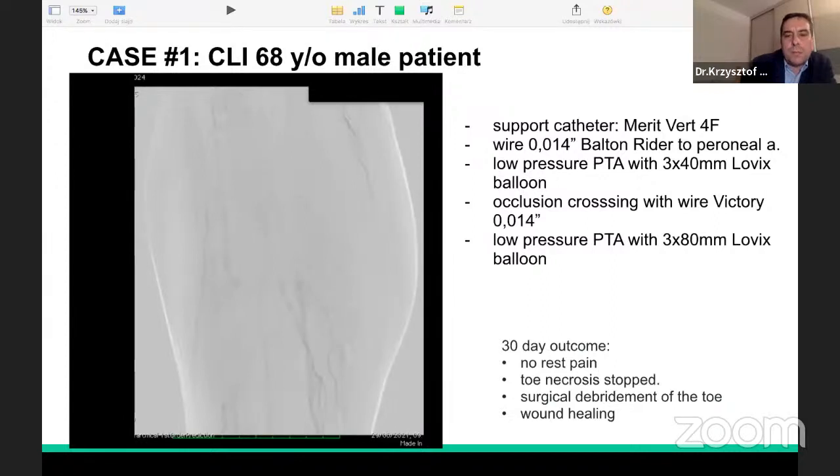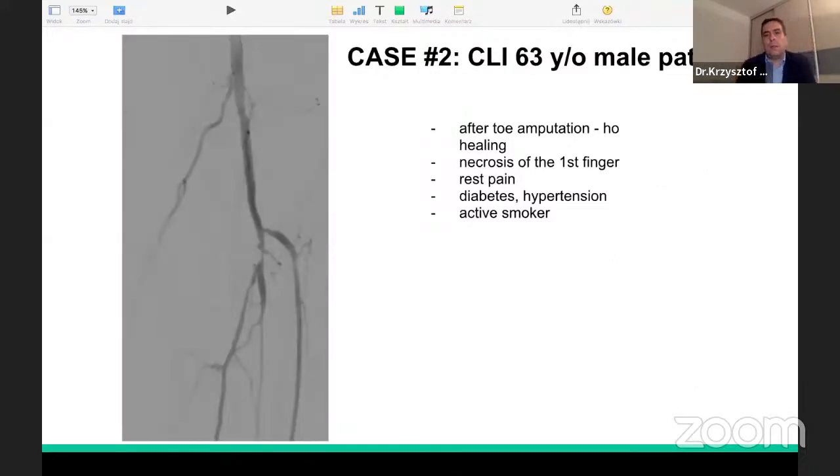After 30 days, we had to make some surgical therapy of the necrosis. However, the patient was well and the necrosis healed. This is the second patient, also after amputation of the toe, no healing, and necrosis of the first finger of the foot. As you see, critical stenosis of the tibioperoneal trunk, and stenosis here, about 50, maybe 60%. Of course, an active smoker. Both of the patients were active smokers.